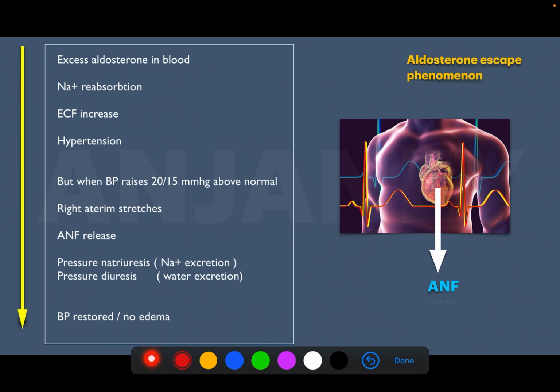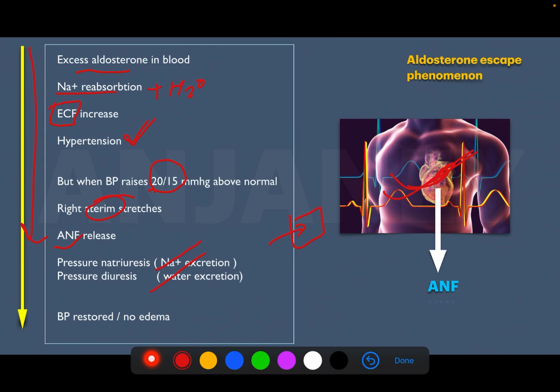Whenever there is, let's say, excess aldosterone in the blood, then sodium is reabsorbed. With it, water also comes into the blood, so the extracellular fluid is increased and we have hypertension. We are reading it this way. So this hypertension, whenever it raises the blood pressure by a little bit, 15 or 20, then obviously more blood is coming to the right atrium, so the right atrium is stretched. You can see the heart over here, and this stretched right atrium releases ANF. This ANF will remove sodium, remove water by pressure natriuresis and pressure diuresis. Sodium is gone, water is gone, problem solved.